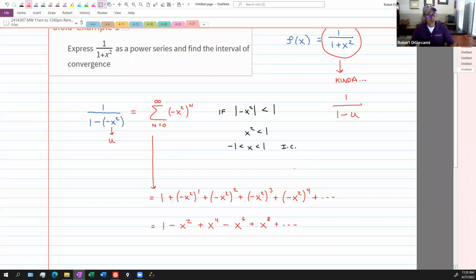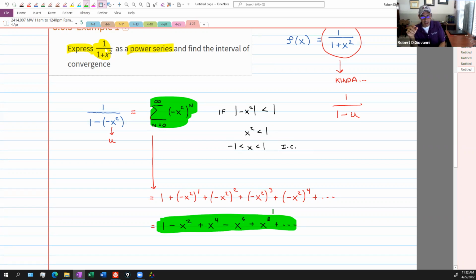So I was supposed to express this as a power series. I did that, and I actually expressed it in 2 different ways. I first expressed it here as a power series in the sigma notation. And then I expressed it a second time as a written out first few terms. You should be comfortable with going back and forth between the two, because sometimes it's easier to work with this form. Sometimes it's easier to work with this form. It just depends on what we're trying to do.